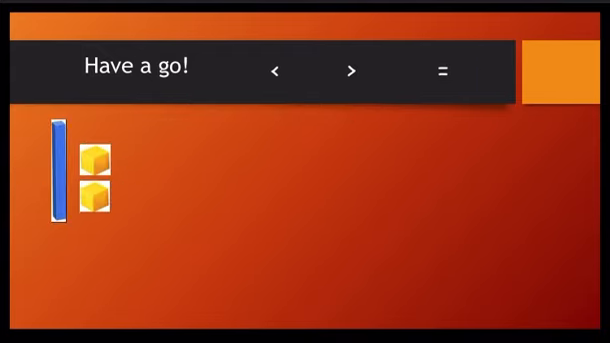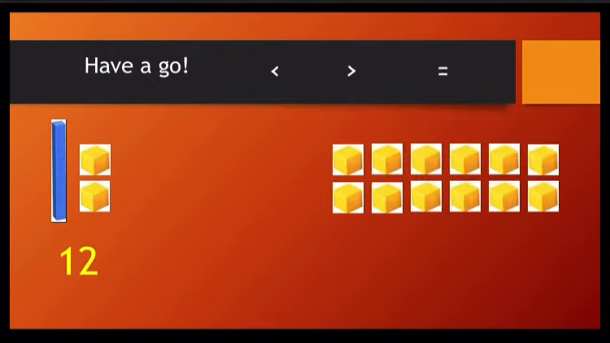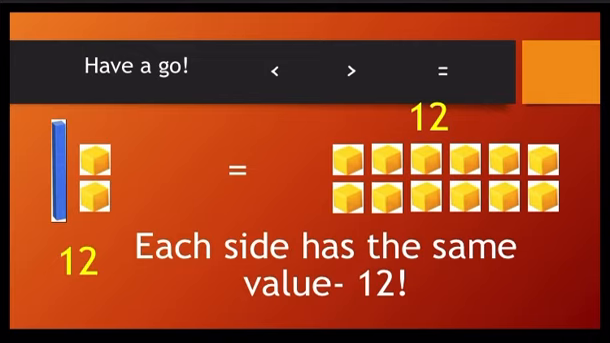Right, the last question. So on this side, I have 1 ten and 2 ones. So I know that that is 12. How many ones have I got there? Can you count them for me, please? We have 12 ones. So if both sides are equal to 12, then we use the equal sign, because each side has the same value of 12.